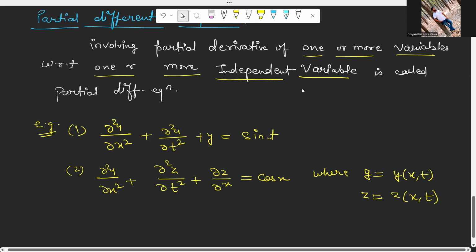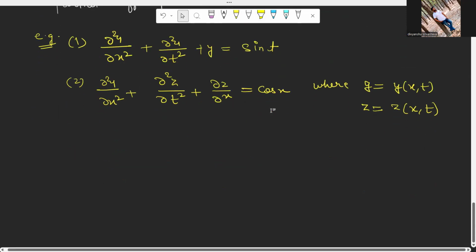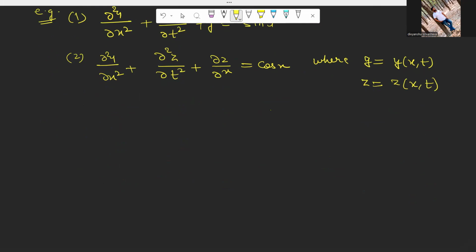Now come to the order of differential equation, and next the degree of differential equation. Now come to the order part, order of differential equation.